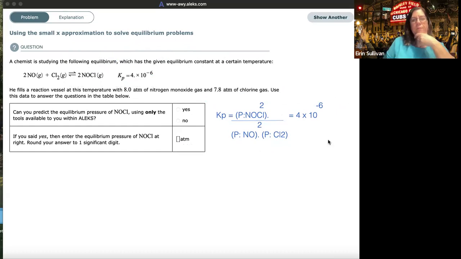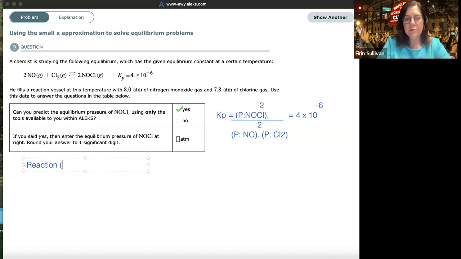So can we predict the equilibrium pressure of nitrosyl chloride using only the tools available to you? Yes, of course we can. Let's not be pessimistic about these things. We have the initial concentration of nitrogen monoxide and the initial concentration of chlorine, and initially there is no nitrosyl chloride, so we can make that useful assumption. We don't have to calculate the reaction quotient: the reaction is going to proceed to the right in order to reach equilibrium, because we don't have any product, so we have to go ahead and make some.